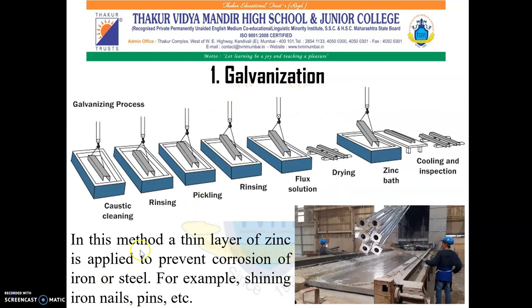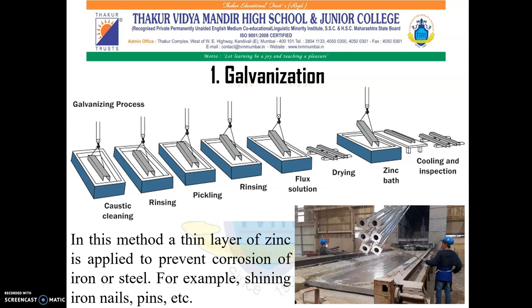Galvanization. In this method, a thin layer of zinc is applied to prevent corrosion of iron or steel. For example, shining iron nails, pins, etc. Picture shows the different stages of galvanization process. And picture on the right bottom side shows how zinc bath is provided to the different substances that are made up of iron or steel so that a zinc coating is applied over them.